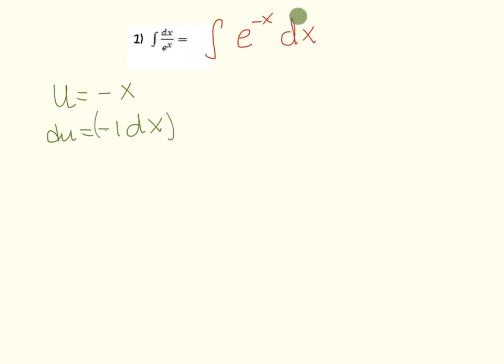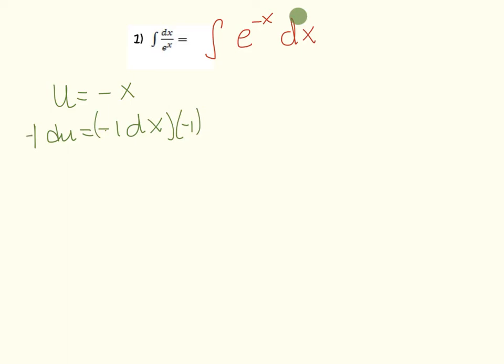Now let's try the first example. The first thing I'm going to do is rewrite this as e to the negative x times dx. Since we have negative x as the exponent, we're going to make u equals negative x. Then its differential will be negative 1 times dx. Since we don't have negative dx, we're going to multiply by negative 1, as we have done in some other exercises. So we would have negative 1 times differential of u.